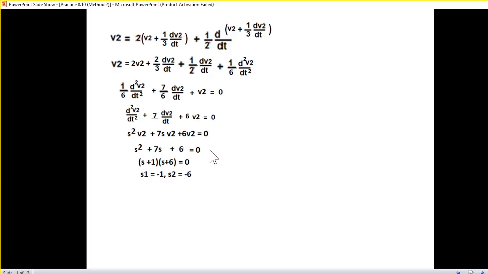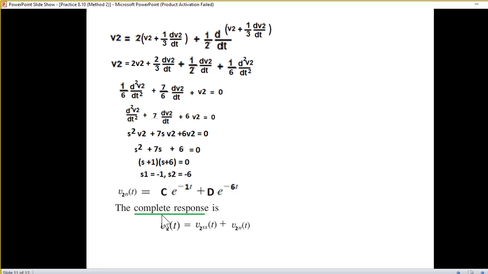So this is the characteristic equation. Factorize to get the two factors: S1 is equal to -1, S2 is -6. So these are the two roots of the equation. Now the natural solution is given by this formula: C e raised to the power S1t, that is -1t, plus D e raised to the power S2t. So this is the natural equation. Now the complete solution is given by the steady state value and the natural value.